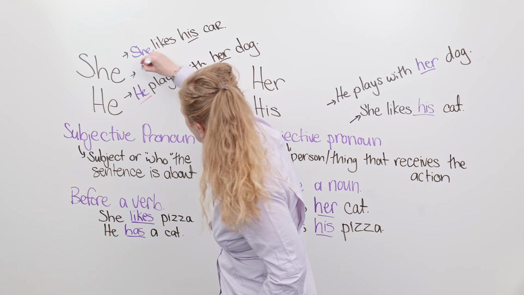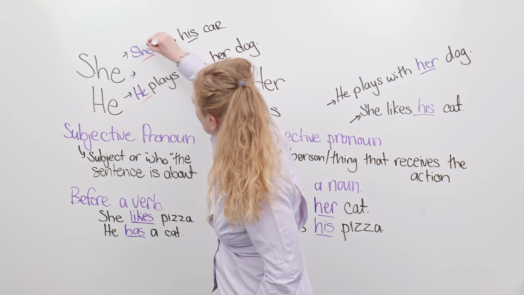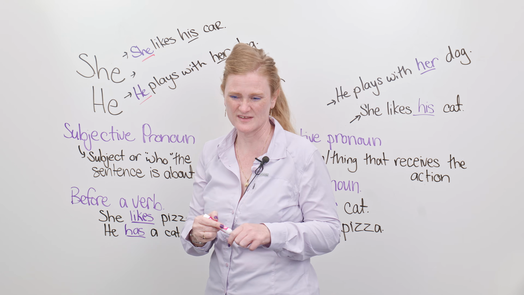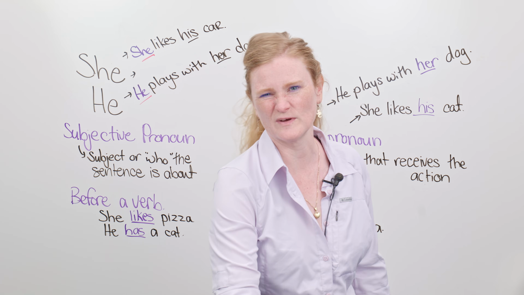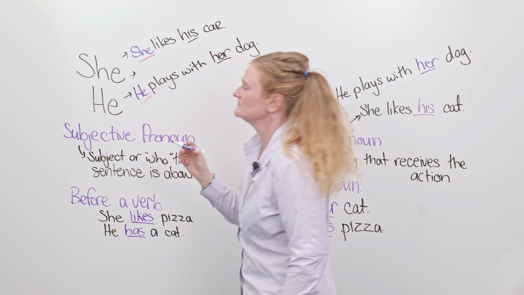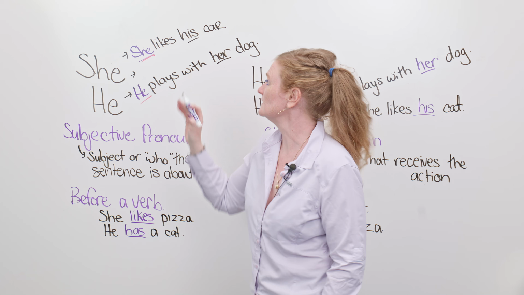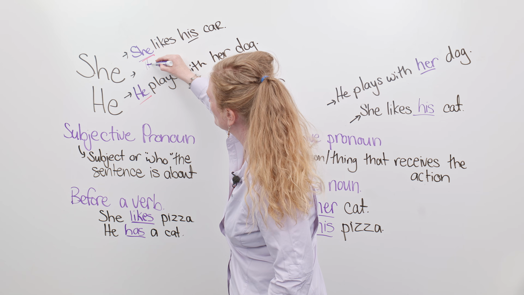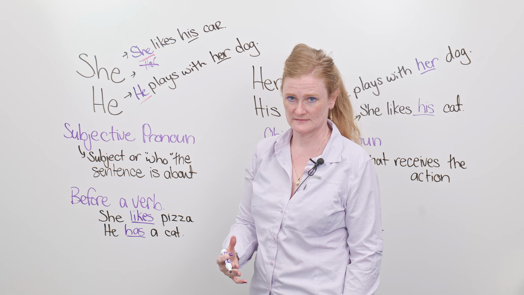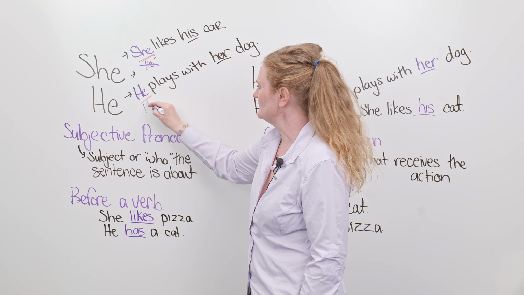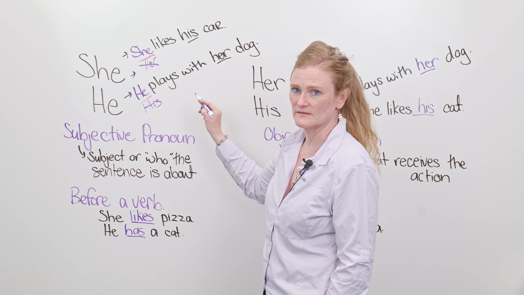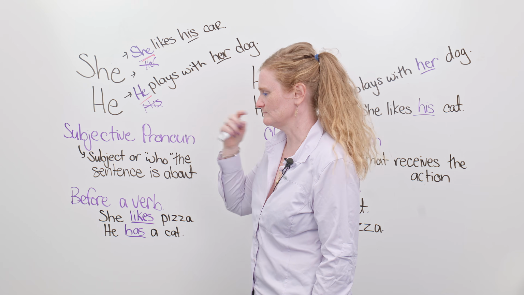So I'll teach you the mistakes. Sometimes I hear people say... the marker doesn't work, Ronnie. I hear people say... the marker doesn't work. So that's okay. We'll just throw that one away. We're just throwing away stuff today. Ding! I hear people say, "Her likes his car." And we can't put this here because her is not a subject. The same with this. We can't say "his plays with her dog." We have to use the subject, he.